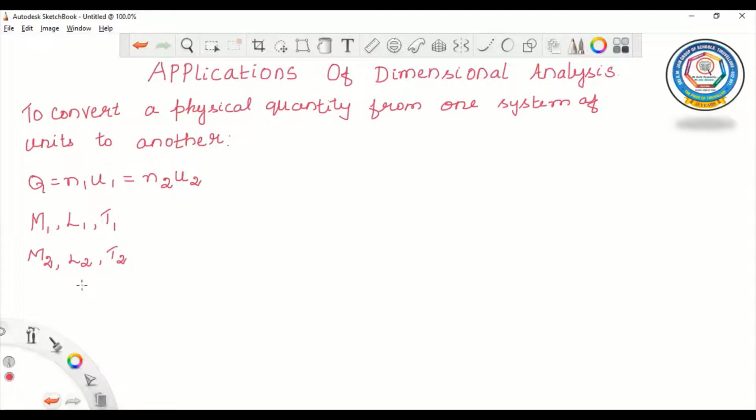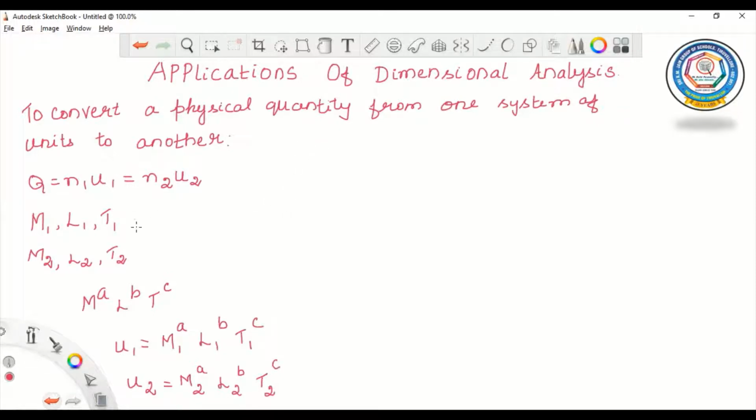If the dimensional formula of quantity Q is M power A, L power B, T power C, then we can write U1 is equal to M1 power A, L1 power B, T1 power C. Similarly, we can also write U2 is equal to M2 power A, L2 power B and T2 power C.